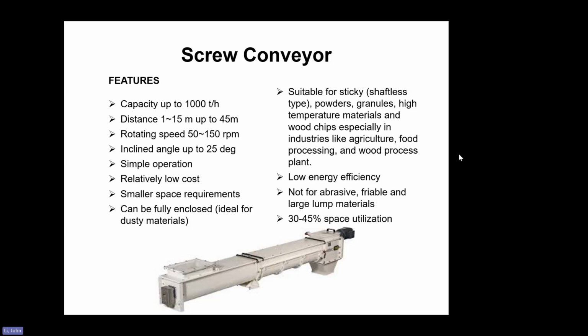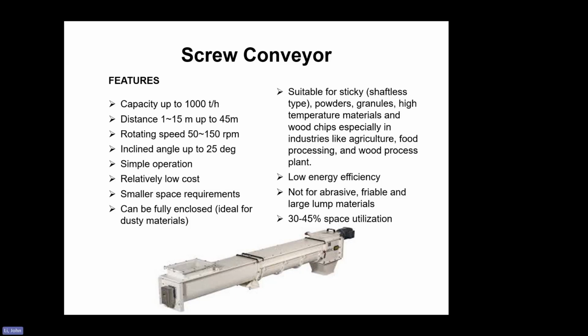So in that case, the problem will be wear of the trough, the blades and the shaft. So it is not suitable for abrasive materials. Friable materials will degrade, it will break the materials. And large lump materials cannot be used. Usually, it can be used for sticky materials because other types of conveyor have a problem with sticky materials, but a screw conveyor can convey sticky materials, but the shaft will be no shaft.